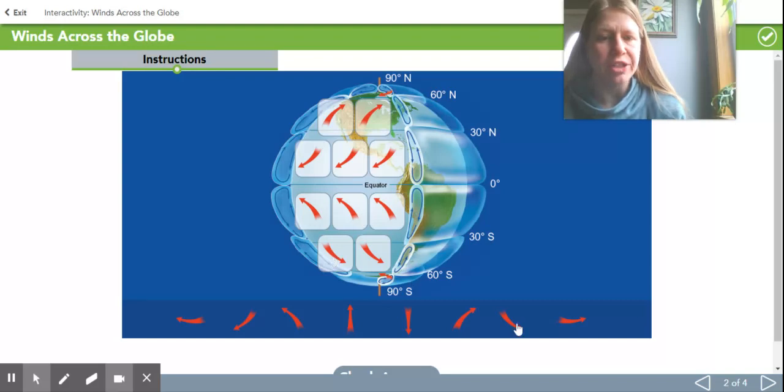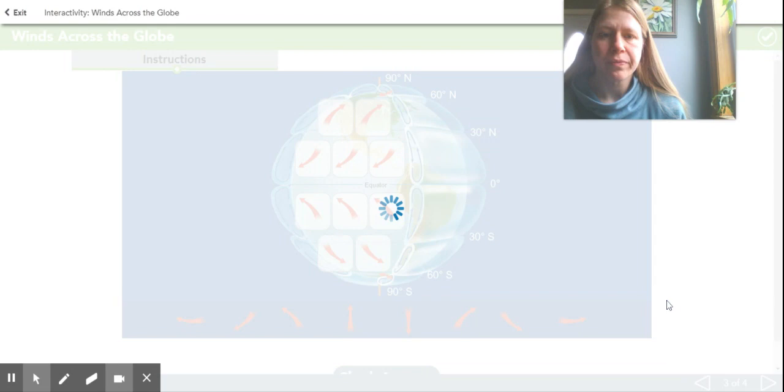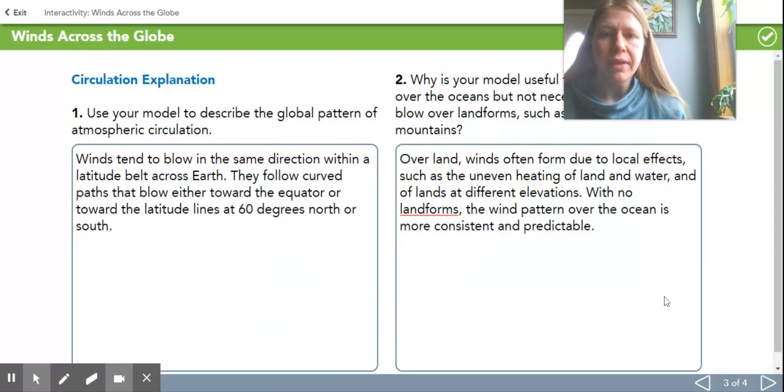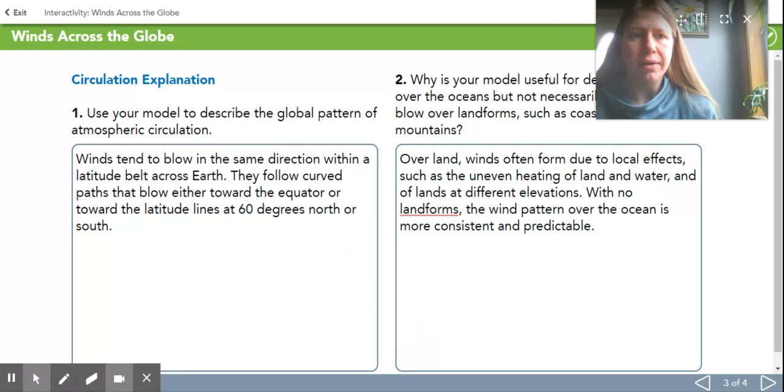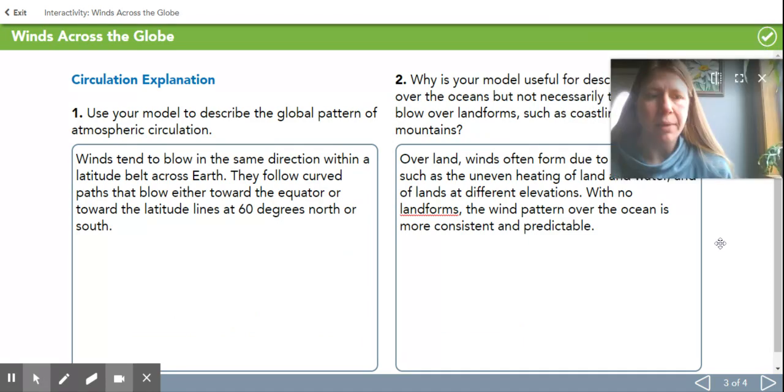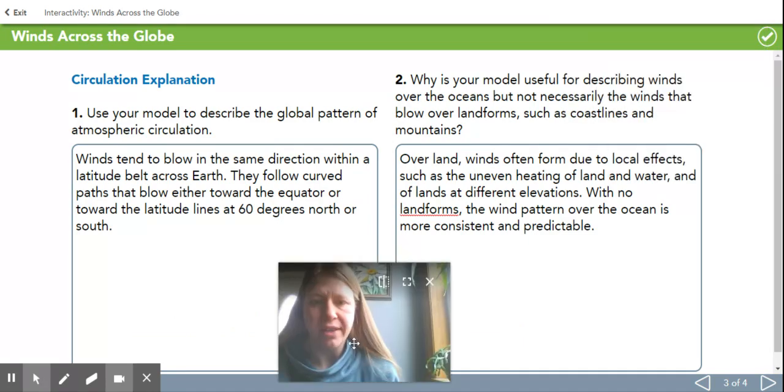And what you're going to do is just click on these little arrows and drag them up and drop them into the correct boxes, which I had already done for you so that you can watch the video and then pause it and you'll be able to see exactly where the wind currents go. Then it's going to ask you a couple questions. So I'm going to move this again here so that you can just see the answers here.